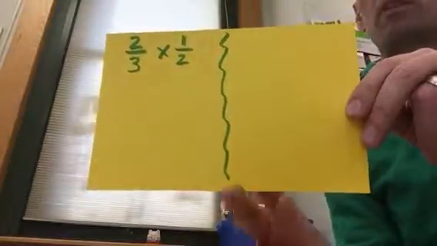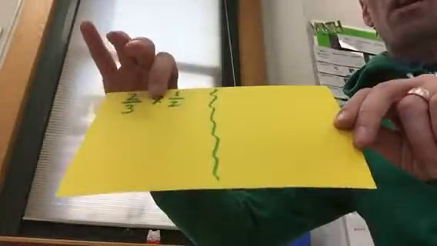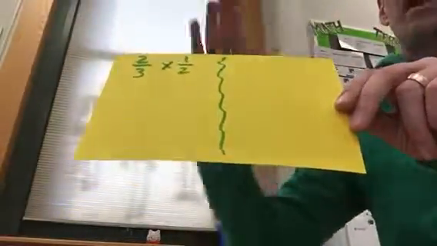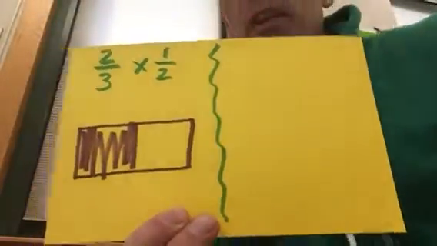So the first thing we're going to do is draw the model. And remember, if this is 2/3 of 1/2, that means I have to start with 1/2, right? We always start with the second fraction. So here I'm going to make my bar model. You know I'm model crazy. So I start with 1/2. It's important to color it in. Okay, boom, 1/2.